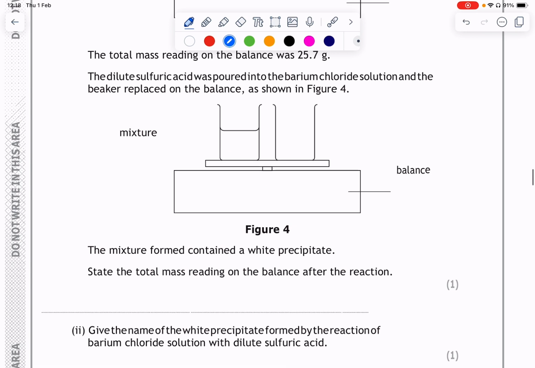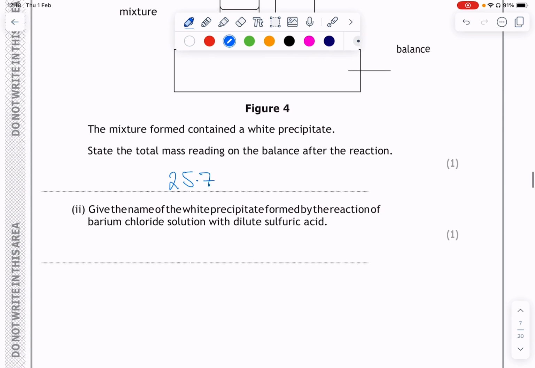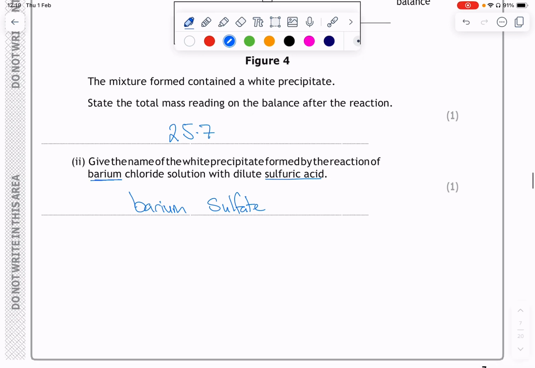Well, this requires us to remember that the law of conservation of mass says that mass cannot be created or destroyed. So the mass is going to be the same, it's 25.7. Then it says give the name of the white precipitate formed when you do barium chloride with sulfuric acid. So whenever you have sulfuric acid, you always make a sulfate salt, and the metal gives the first name. So this is called barium sulfate.